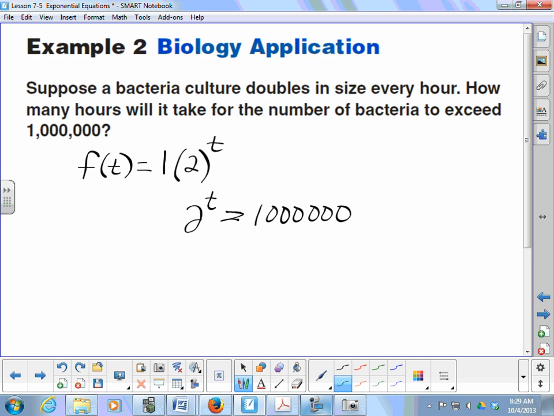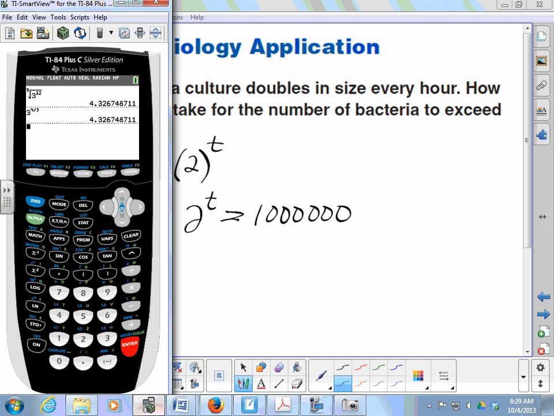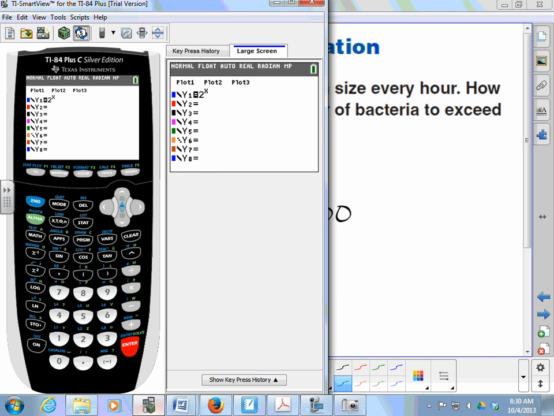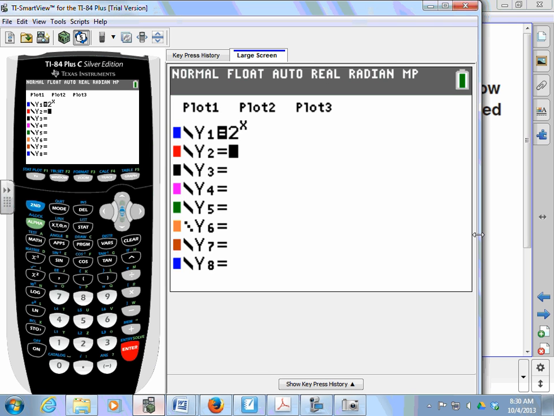Spencer, what did you do? Put it in your y equals? Okay, so he went to his y equals and did it. Let's look at that for a moment. So y equals 2 raised to the power of x, and I want to know when is that greater than 1,000,000. So I could put 1,000,000 in here if I wanted to. And where did you go from there?